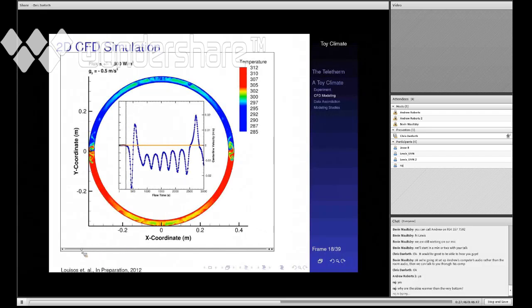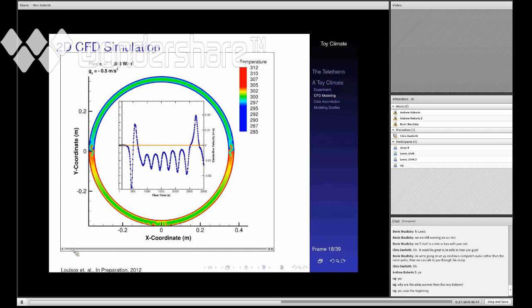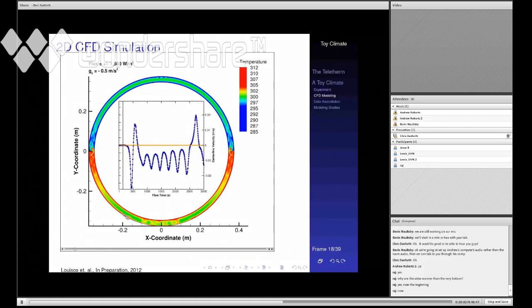Okay. Very good. So Raj's question is, why are the sides warmer than the very bottom? So I think what he means is that you can see how the edges of the loop are warmer than the interior, right? Because it takes time to heat up.